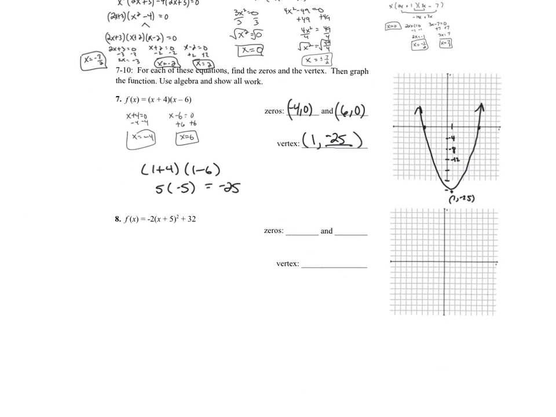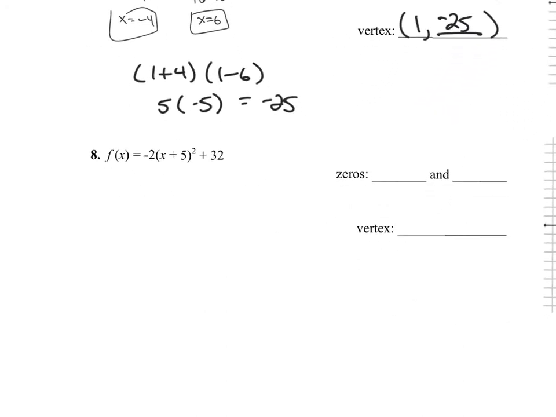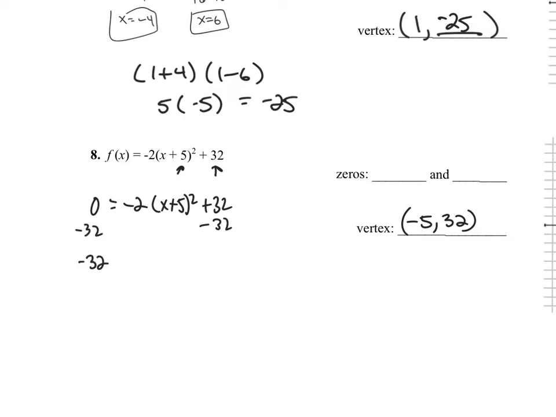All right, next one. The vertex is actually the one that's fairly easy on this one. The vertex is going to be negative 5, 32. And that just comes from both of those. And then the zeros, we just set it equal to 0 and solve. So I'm going to subtract 32 from both sides. I get negative 32 equals negative 2 times x plus 5 squared. And then divide by negative 2.